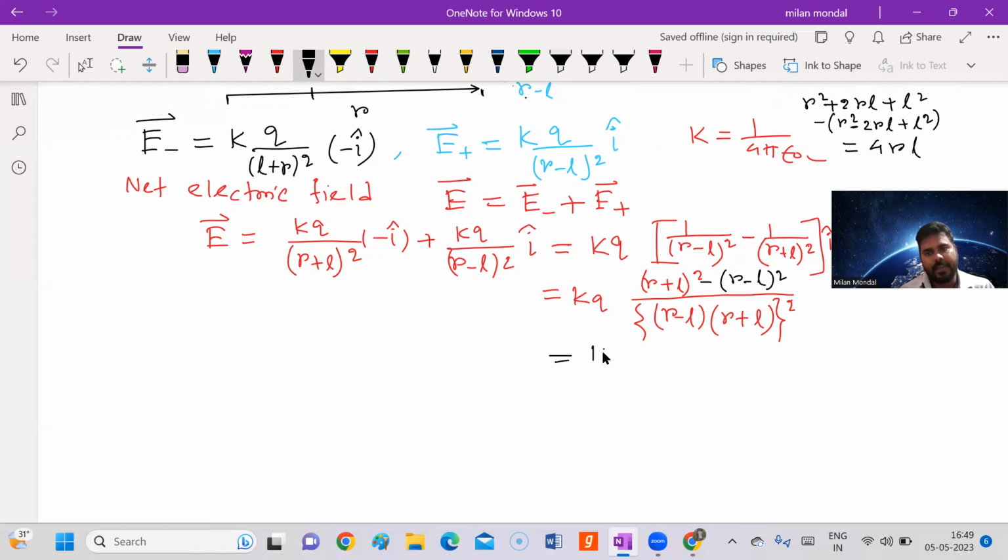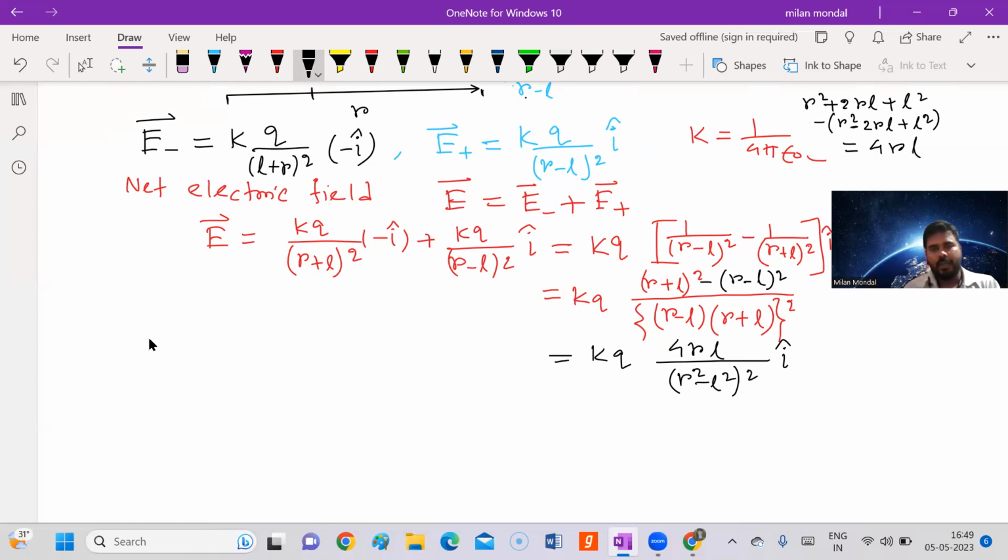So what we are getting finally is KQ 4RL, and we know (R minus L) into (R plus L) is R square minus L square, and whole square of that, and 1 I cap. So you can see this is our electric field.